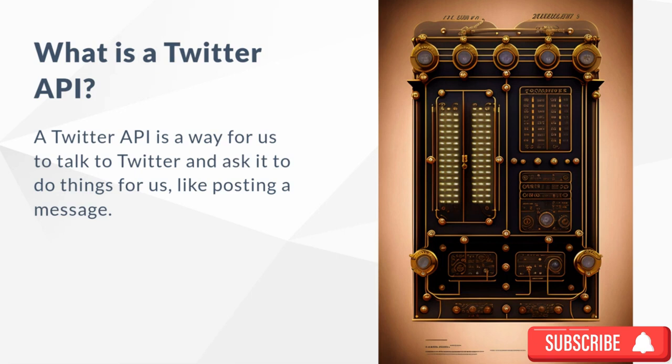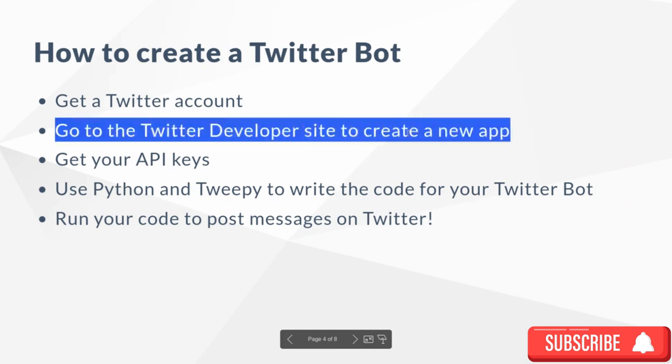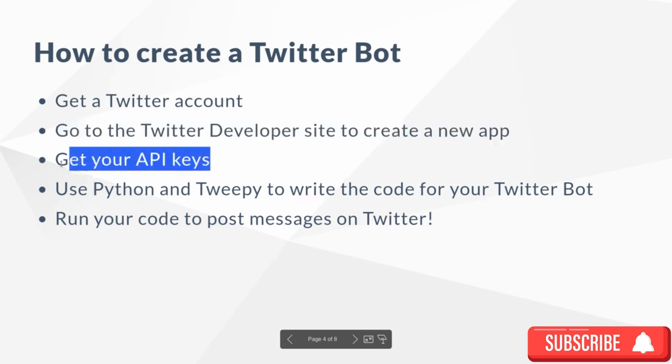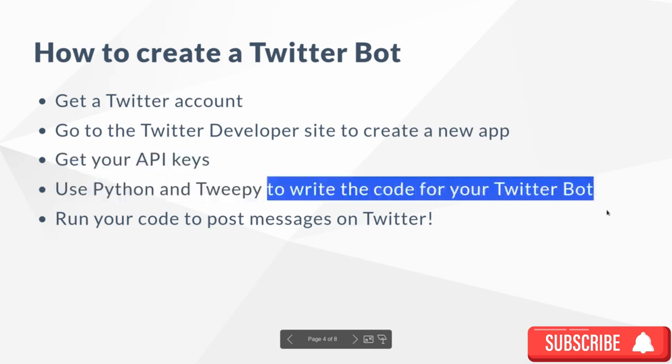So the first thing you need to do is to create a Twitter app or a Twitter developer account. If you don't have a Twitter account yet, you should create it, then create the Twitter developer account and create a new app. That will give you so-called API keys. API keys let you communicate with the Twitter software or the Twitter website. Once you have that, you can use TweetPy, a Python module, to write code for your Twitter bot to talk to Twitter.